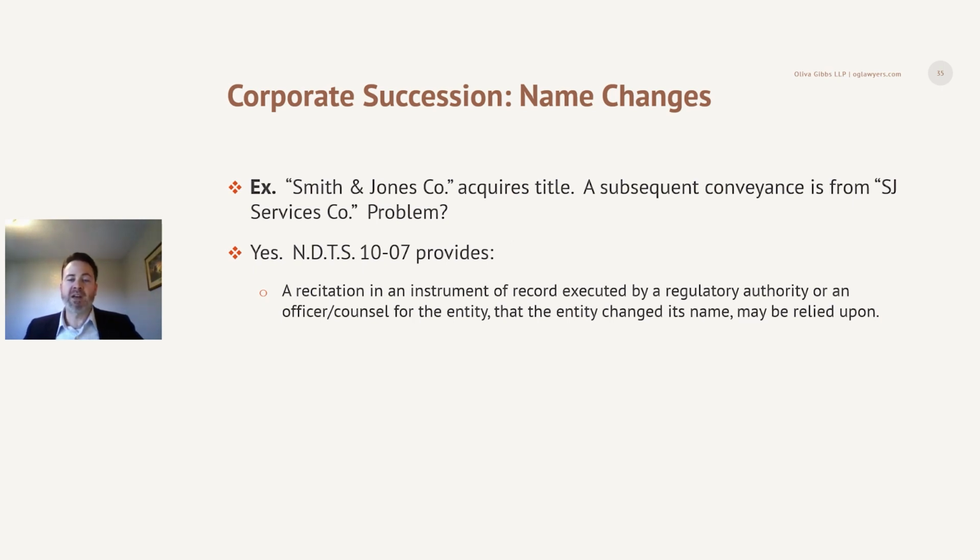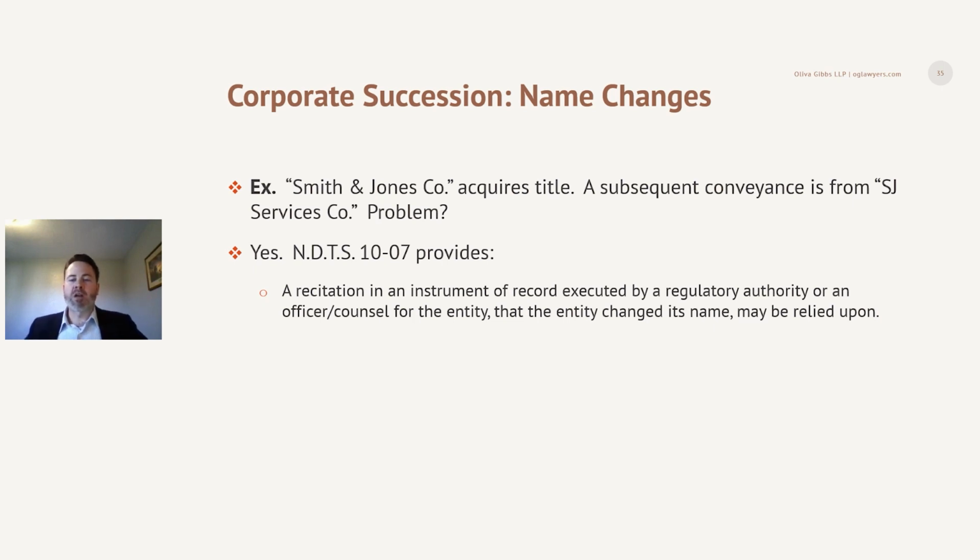Title Standard 1007 notes that a recitation in an instrument of record executed by an officer or counsel for that entity, explaining that the entity has changed its name, may be relied upon. Thus, in this example, ideally the grantor would be identified as SJ Services Company, formerly known as Smith & Jones Co. If we had that simple recital as to the identity of the grantor, that would be sufficient to establish that name change in the record.